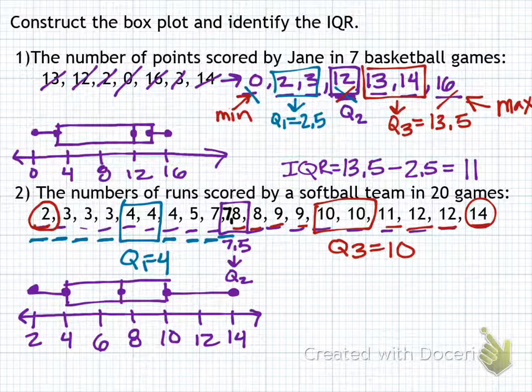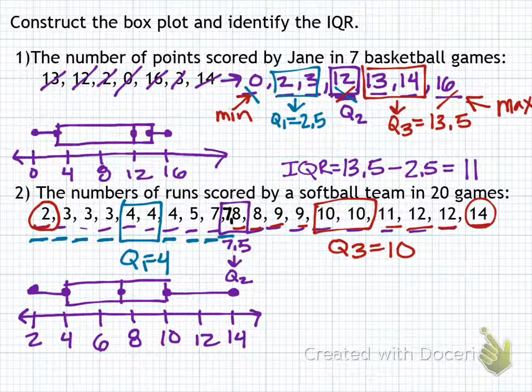Alright, so this represents all of my data. I know the first whisker is where 1/4 of the data is. So 25% for the number of runs. So in 25% of their games, they scored between 2 and 4 runs. In 25% of their games, they scored between 4 and 7.5 runs. Do you see how that splits it up? And then in the top whisker, I know in 25% of their games, they scored between 10 and 14 runs. So it just is a way to split it up.